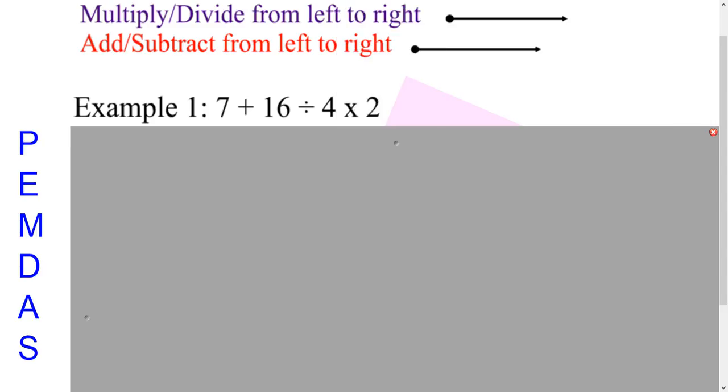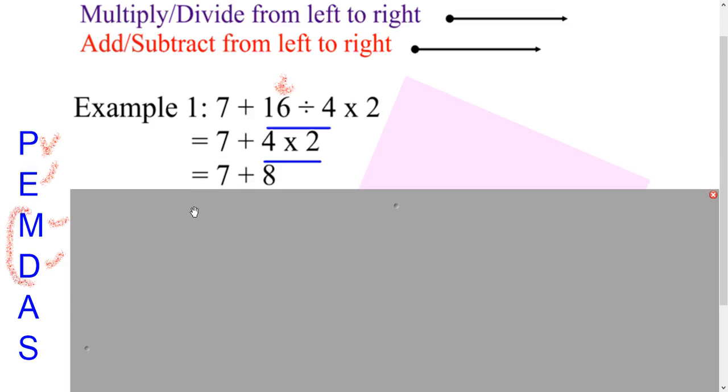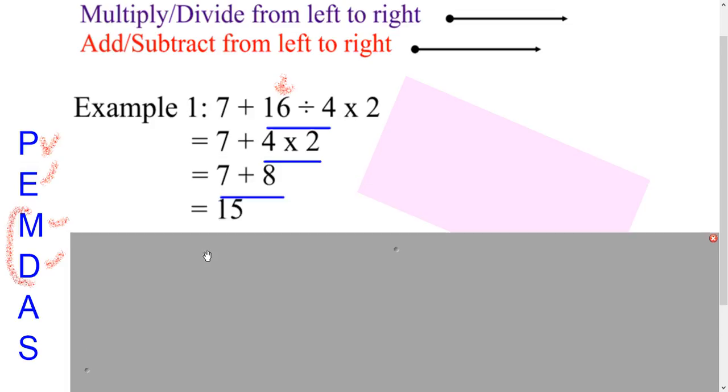So the first one we would do, is there any parentheses? Nothing, no parentheses. Any exponent? No exponents. Multiplication, there is, but there's also division, and because there's multiplication and division, we're going to go from left to right. So the first one we're going to do is this one right here, the 16 divided by 4. So 16 divided by 4 is 4. Underline the step you're going to do, and rewrite everything else right below it. We did the division. Now we'll do the multiplication. 4 times 2 is 8, and 7 plus 8 is 15.